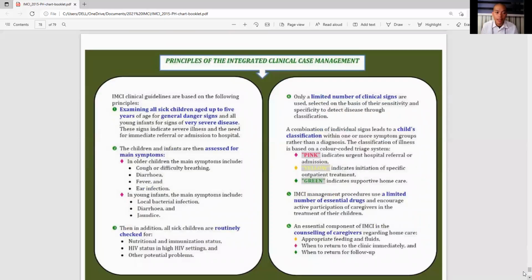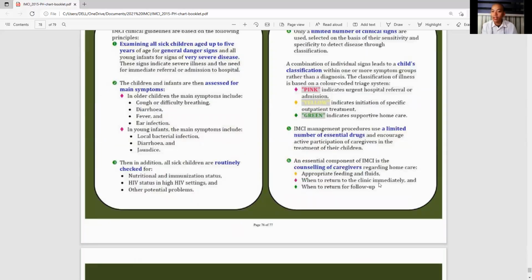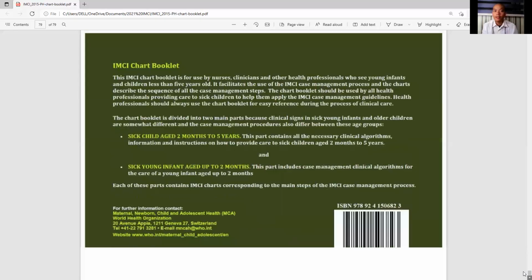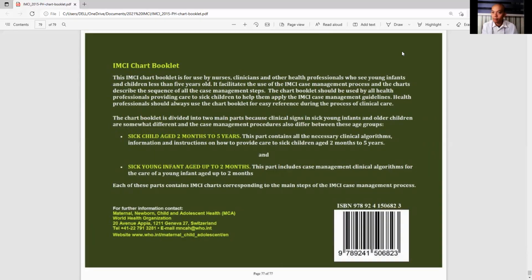Last part, principles of integrated management. This is just the last review. We examine the child for danger signs or very severe disease. Assess for main symptoms. Routinely check limited clinical signs, then classify as pink, yellow, or green, then essential drugs. Implement the treatment with a limited number of drugs, then counsel the caregiver: what are we going to do immediately, and when to return for follow-up. So that's it, your IMCI chart.